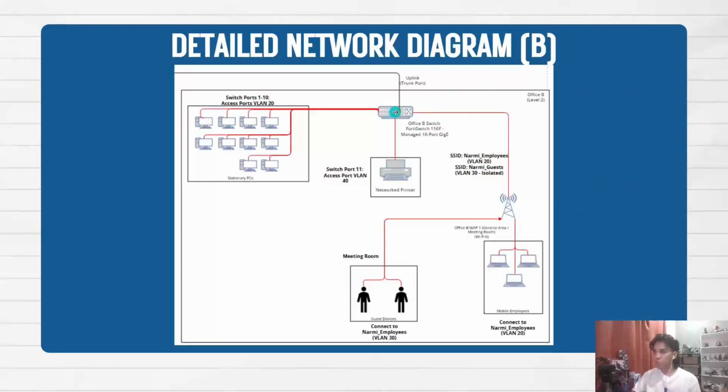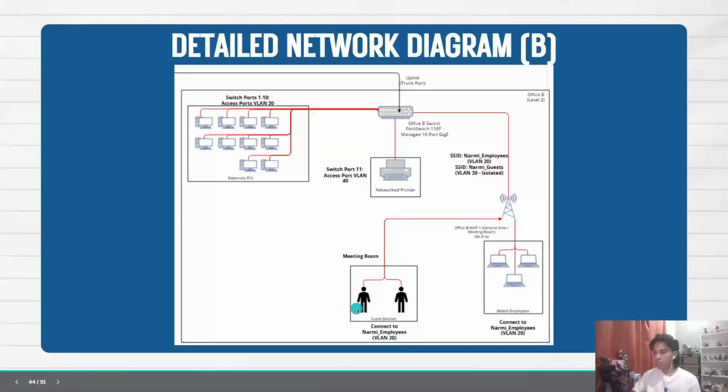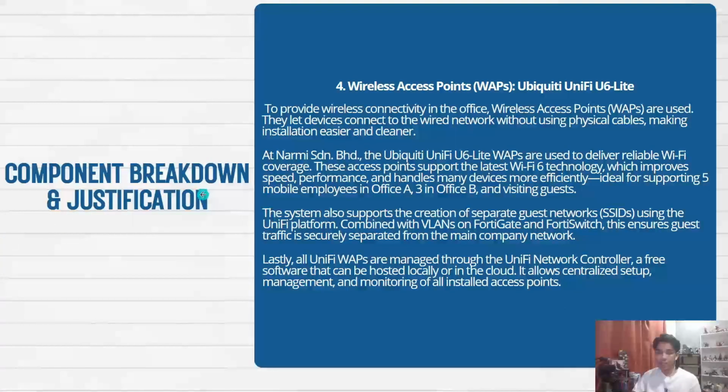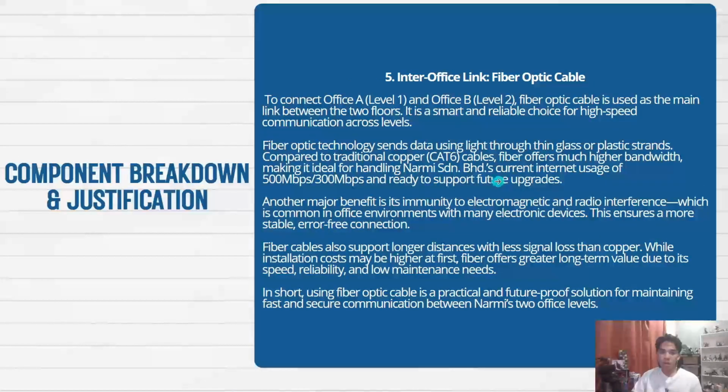So first, the switch goes to the stationary PCs, to the network printers, to the mobile employees, and to the meeting room. For the wireless connectivity we chose Ubiquiti UniFi U6 Lite WAPs due to their reliable Wi-Fi 6 performance, efficient device handling, and centralized management for secure network separation. And for our inter-office link, we utilized fiber optic. It is selected for its superior high speed, high bandwidth communication, immunity to interference, and long-term value, making it a future-proof solution.